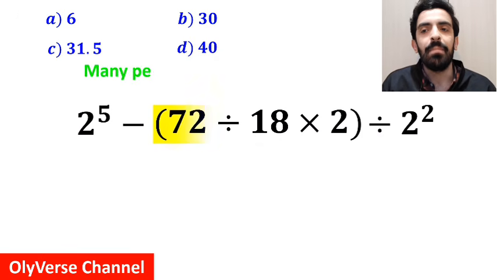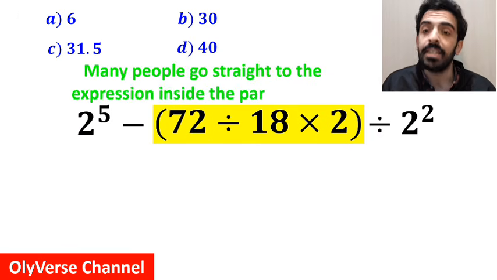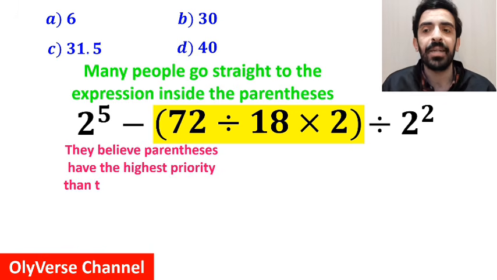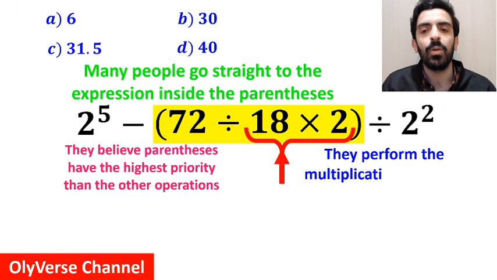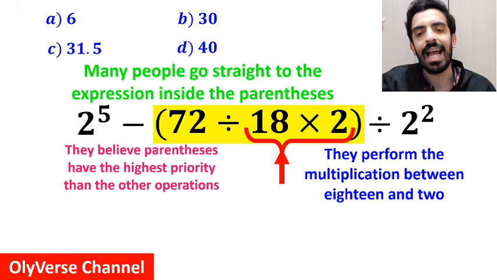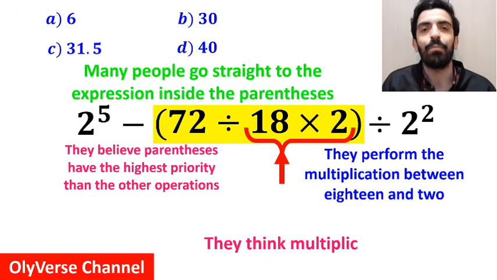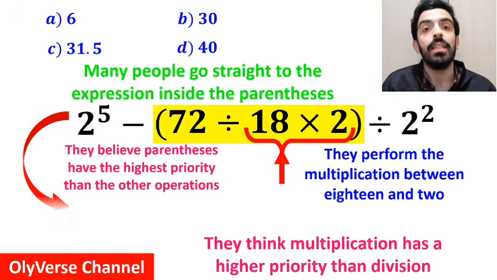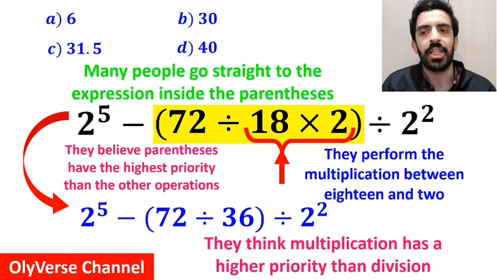At the beginning, many people go straight to the expression instead of parentheses because they believe parentheses have a higher priority than the other operations. And they immediately perform the multiplication between 18 and 2 because they think multiplication has a higher priority than division. So, they simplify this expression and write it as 2 to the power of 5 minus 72 divided by 36 inside the parentheses, then divided by 2 squared.